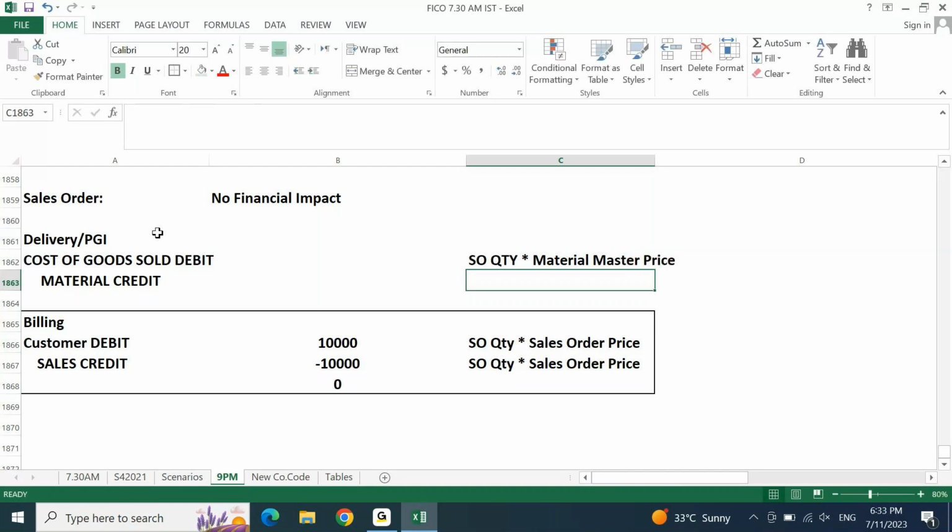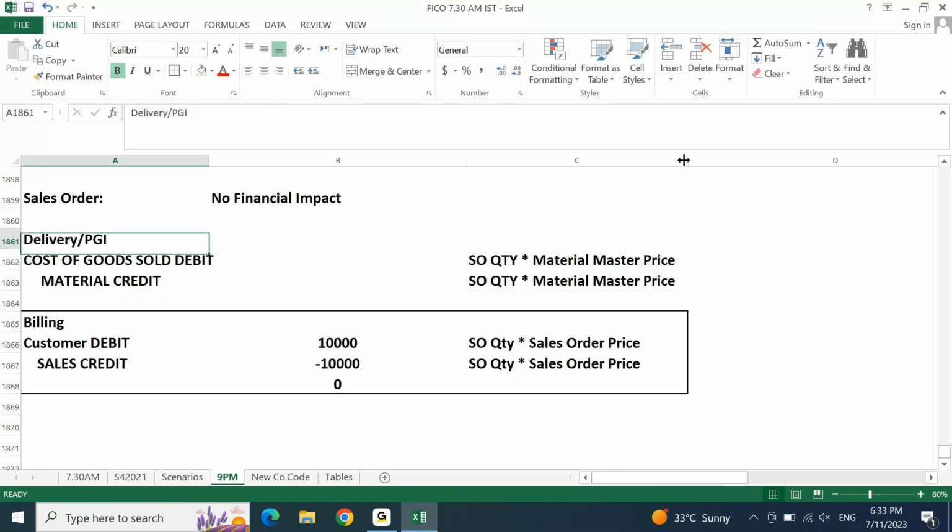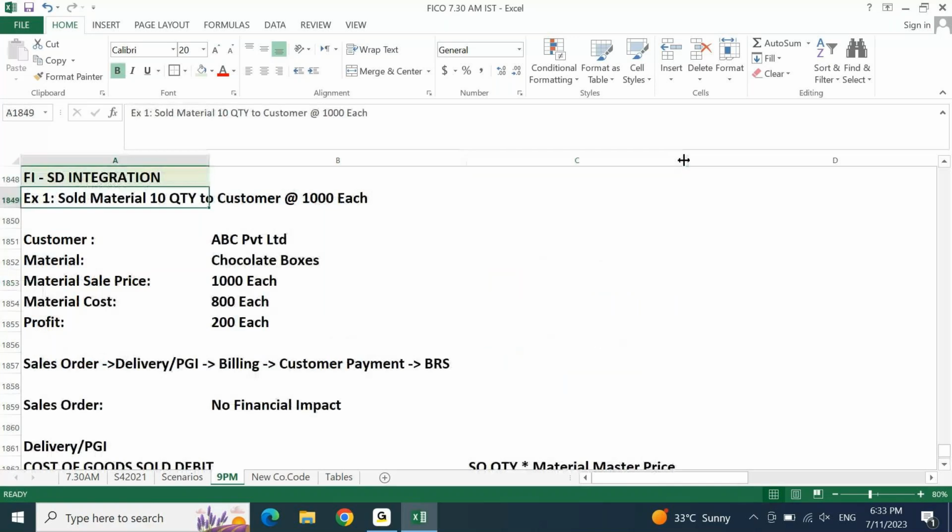This is sales order quantity multiplied by material master price, not sales order price. Here also it will be the same: sales order quantity multiplied by material master price. For example, in your material master, price per unit is mentioned as 800. That is what we have listed.